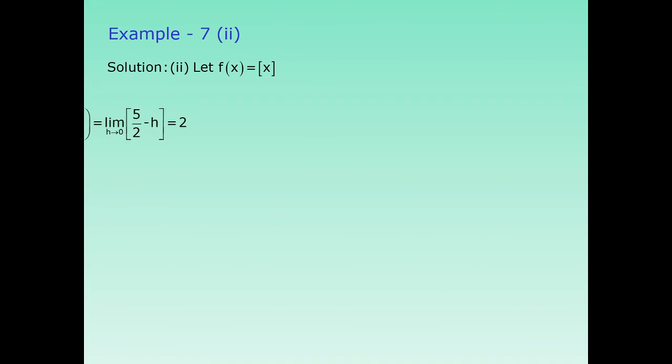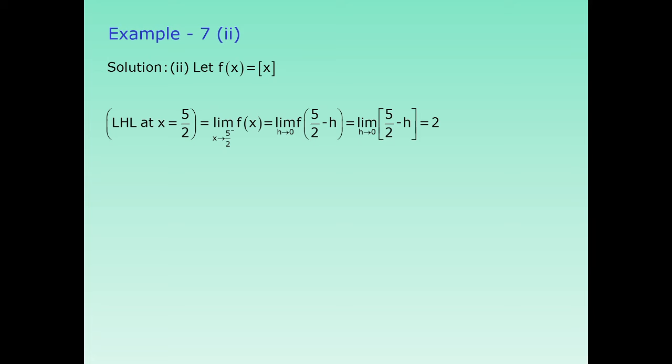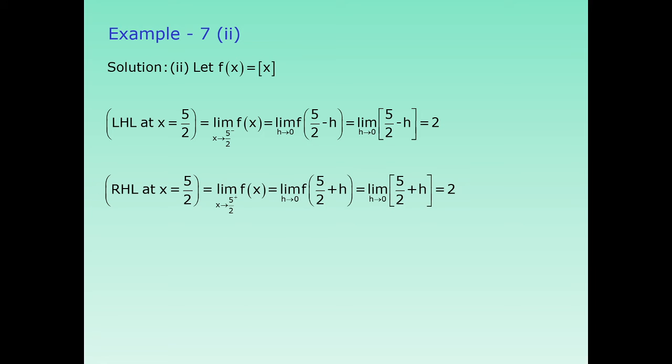Now second case, greatest integer of x. Greatest integer of 5 by 2 minus h gives the limit 2, because the integer to the left of 5 by 2 minus h is 2. Similarly, the right hand limit is also 2, so the limit exists. It is equal to 2.